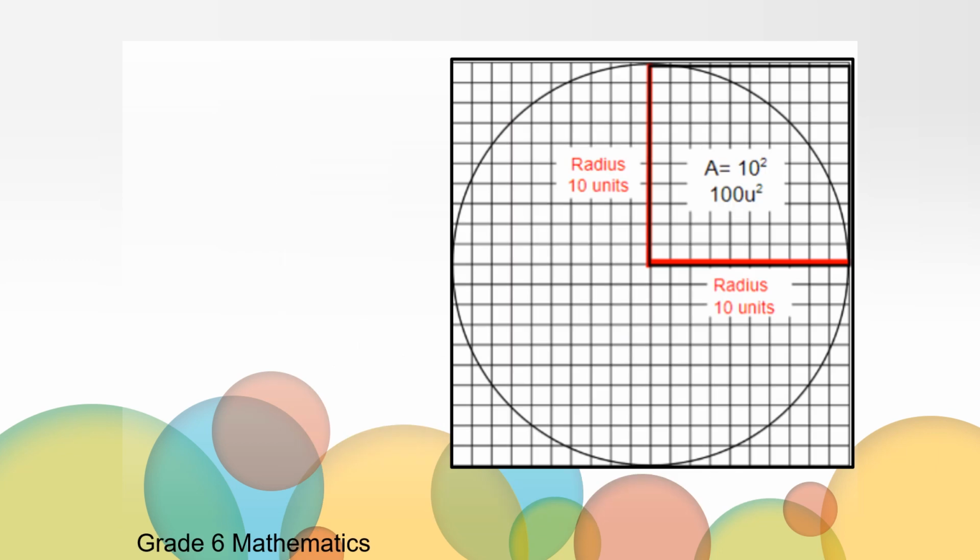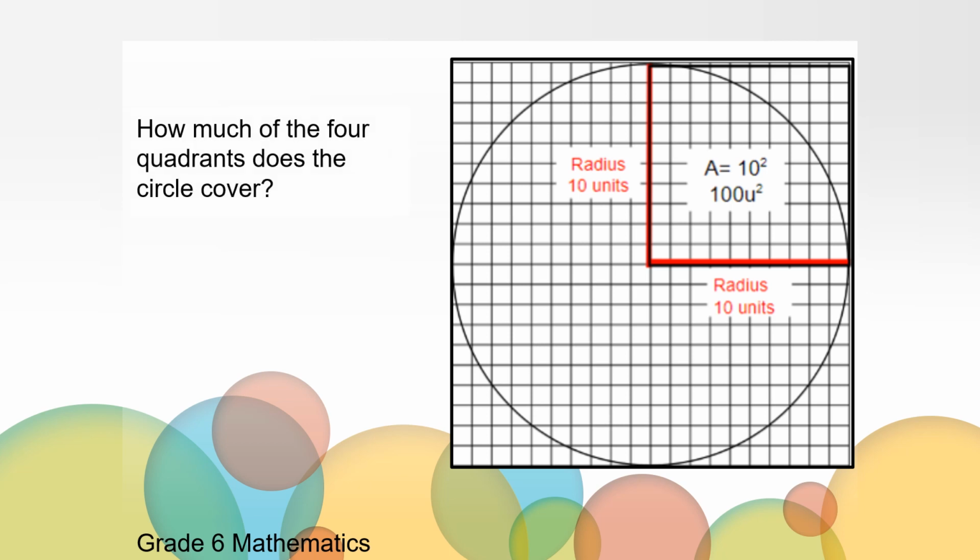I wonder how we could estimate the area of the circle using the information we just discovered about the area of one of the quadrants. I'm thinking about some questions I could ask myself to help me think about this idea. How much of the 4 quadrants does the circle cover? I'll give you a little time to think about this.